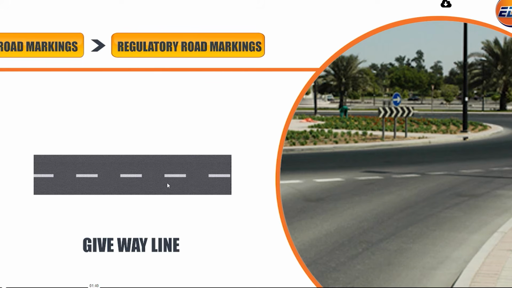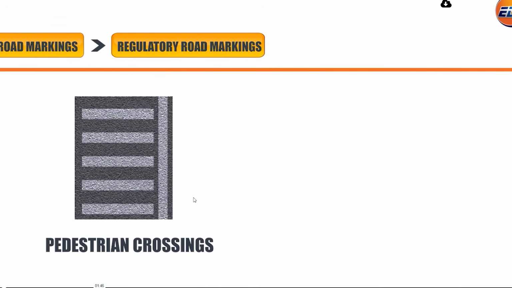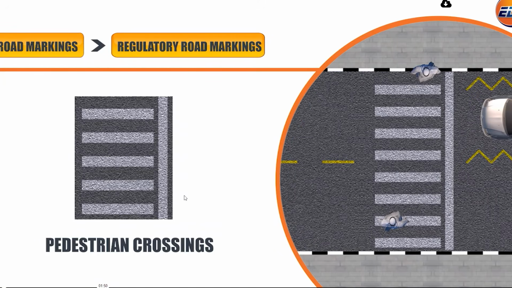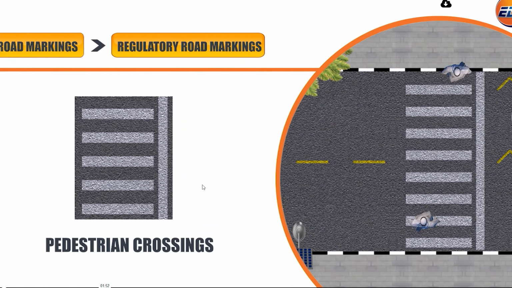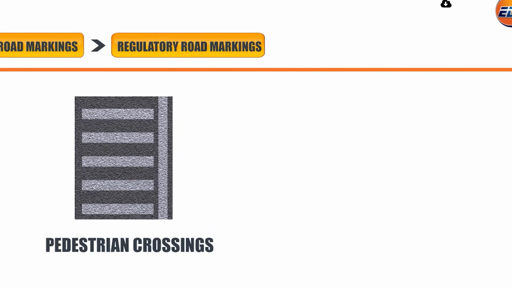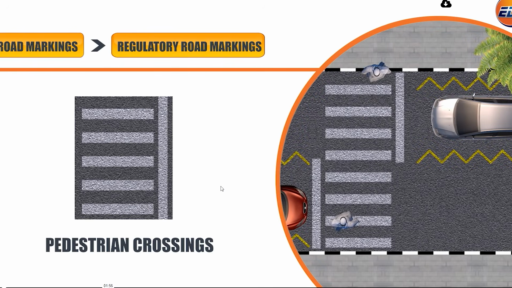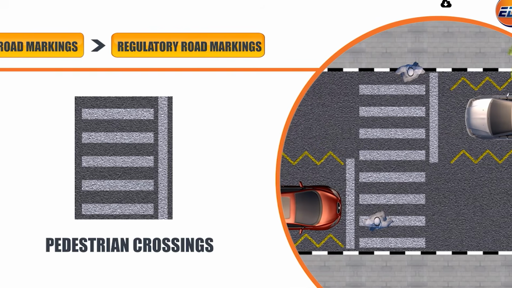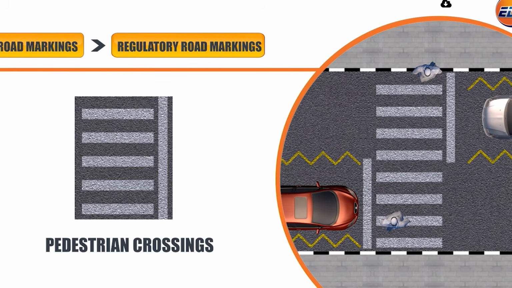Motorists must slow down or stop if necessary and make sure that the intersection is clear before proceeding. Pedestrian crossings. Pedestrian crossings are marked with thick white lines across the crossing to make it visible to the pedestrian and motorists. It can be found on single carriageway or dual carriageway. Motorists must slow down and give way to the pedestrians.